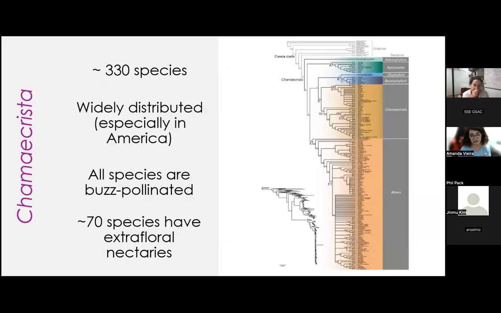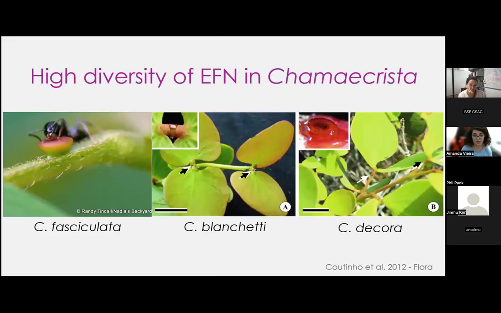Approximately 70 species have extrafloral nectaries, and these extrafloral nectaries also have a high diversity in location. Some extrafloral nectaries are located only on vegetative tissue, close to leaves, but some Chamaecrista species have extrafloral nectaries close to inflorescences, which could be a higher cost to pollination because ants would be in close contact with pollinators, right?